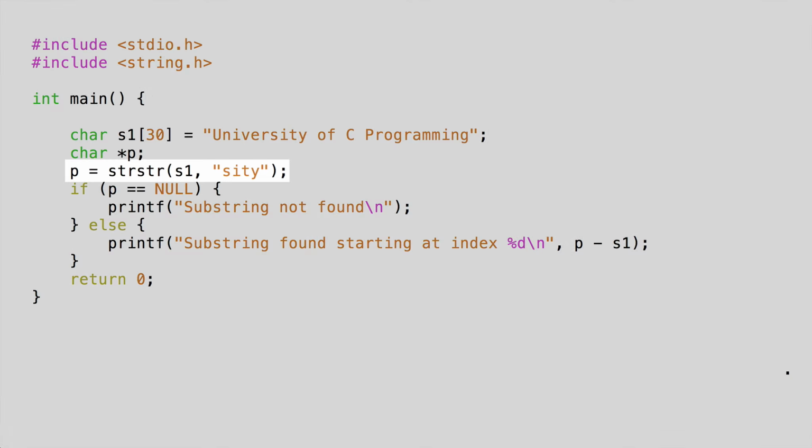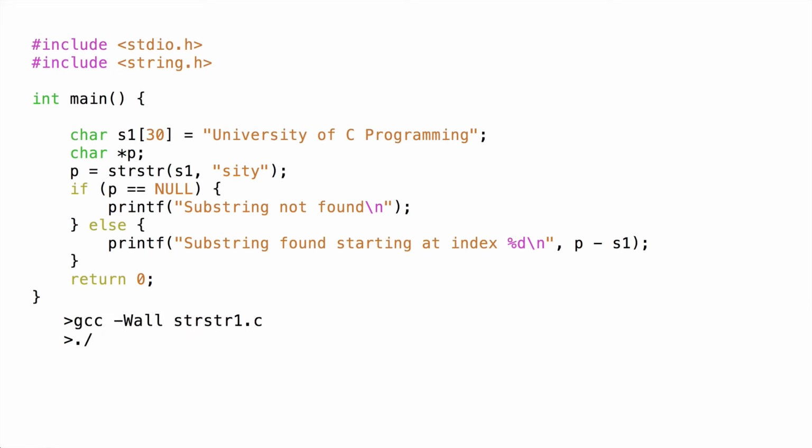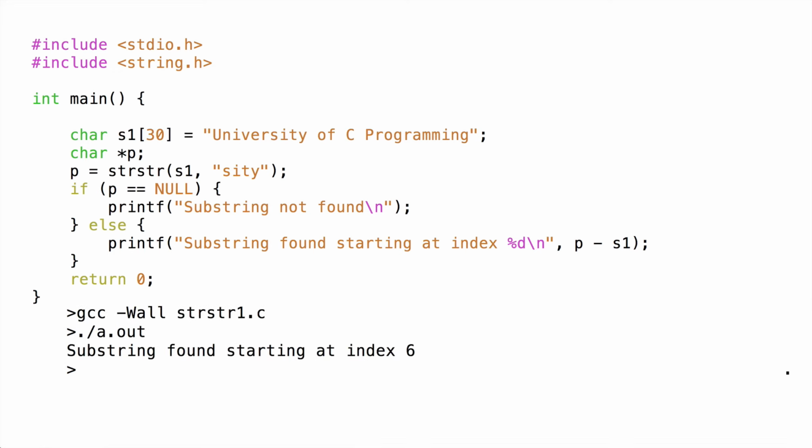Notice that in the call to strstr, both arguments are strings. The program prints that the substring starts at index 6 because index 6 in S1 is the start of the match with S2.